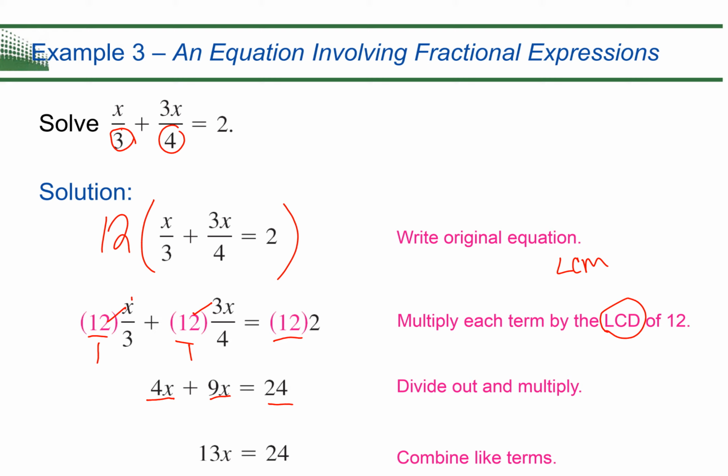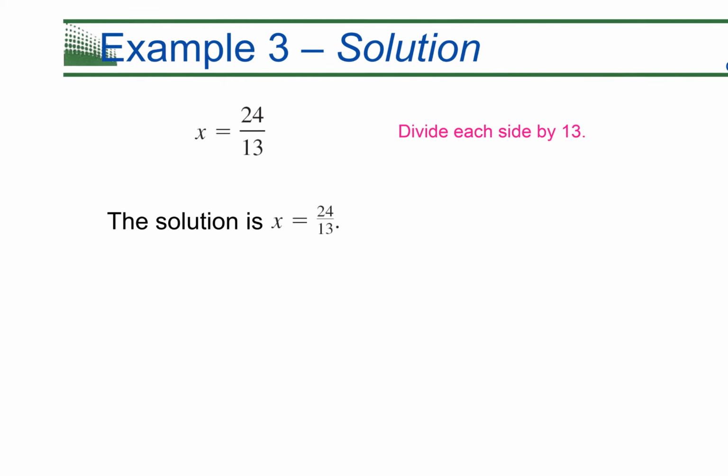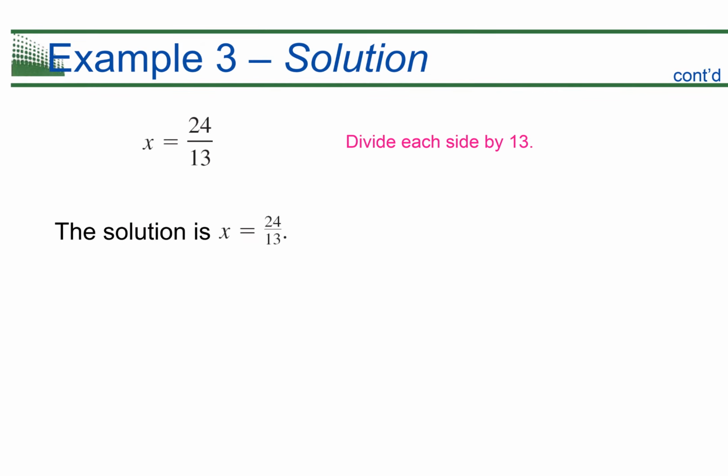So you multiply each term by this nice number, and you'll notice that in this problem I no longer have any fractions. So then all I have to do is combine like terms. I put the 4x and the 9x together to give me 13x, and then divide both sides by 13 to get 24 over 13. So even when you're faced with a problem that has fractions in it, don't fret over fractions. Just multiply by something that's going to get rid of them for you. The solution is 24 over 13.